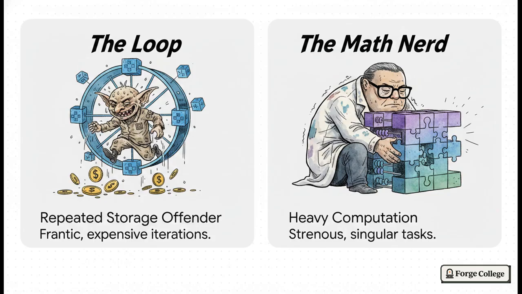The whole point here is that your trace evidence dictates completely different optimization strategies. For the loop, you absolutely need to batch your storage writes, but for the math nerd, you might need to rethink your algorithm entirely or move that heavy math off-chain.